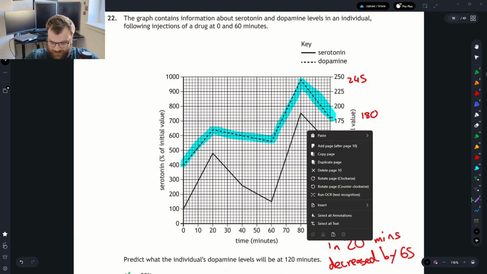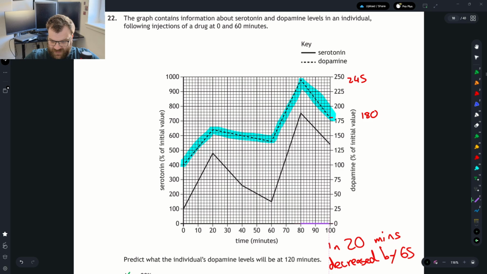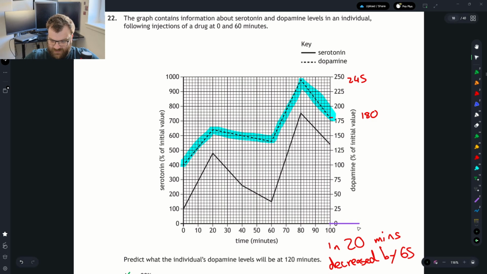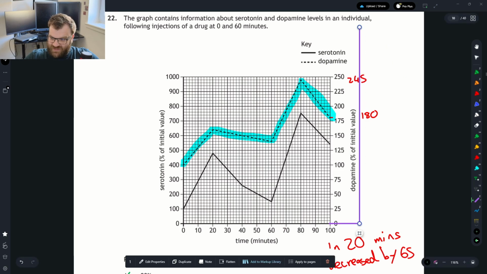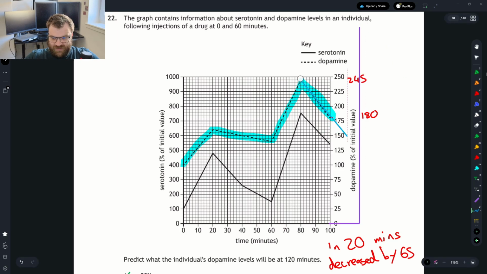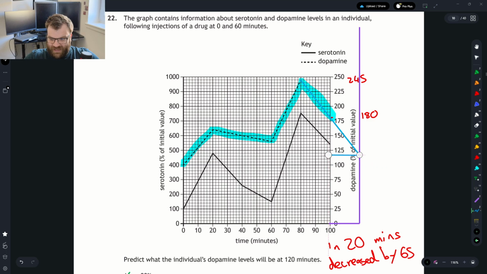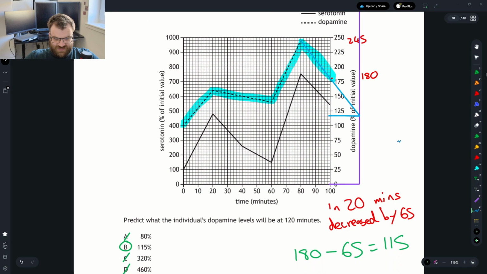Another option, we could extend this line by the length of 20 minutes. I run that up here. I keep it as straight as I can. And then extending on our line here, try and get it through as best as possible. So roughly there. And then that comes off at just about 115.